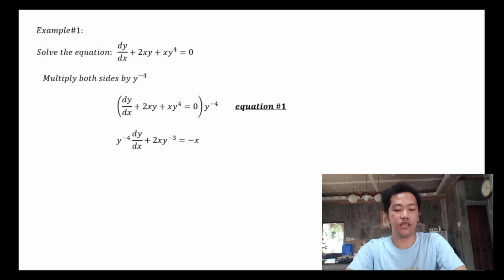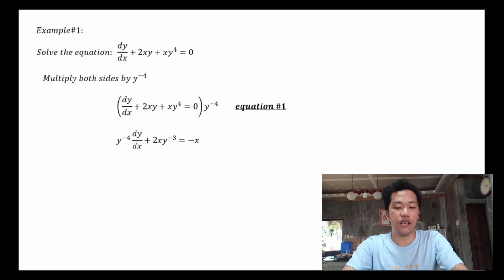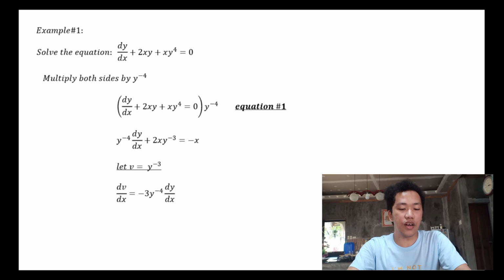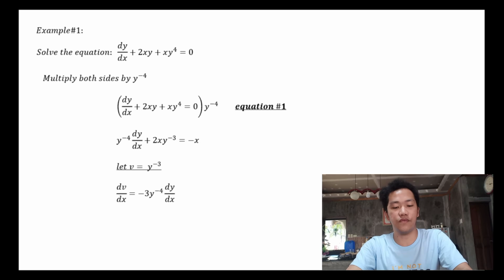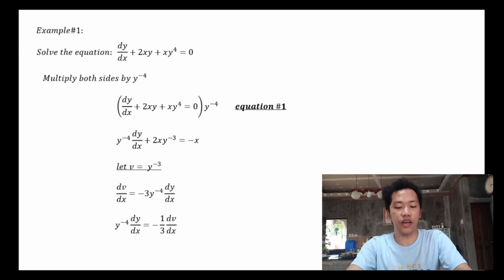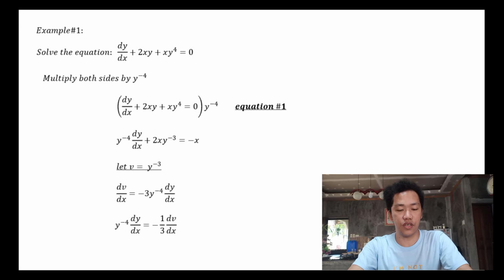So next step natin, dahil nakita natin na kahawig na siya nung sa Bernoulli equation natin, ilalet v natin yung y raised to negative 3. So magkakaroon tayo ng dv over dx is equals to negative 3 y raised to negative 4 dy over dx. Next step natin is i-multiply natin siya sa 1/3 para magkaroon tayo ng y raised to negative 4 dy over dx is equals to negative 1/3 dv over dx, para makancel natin yung constant.